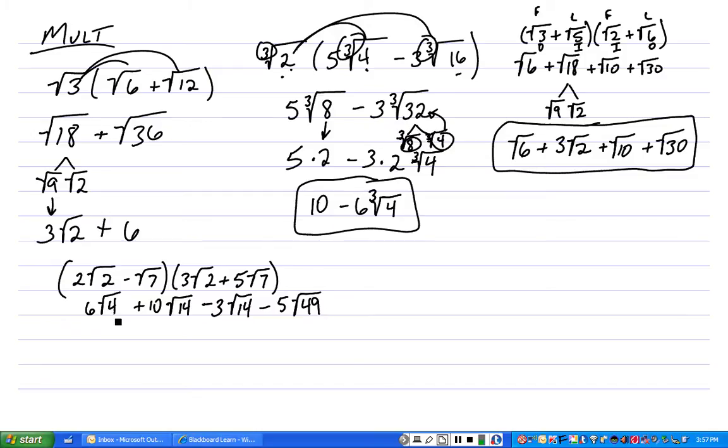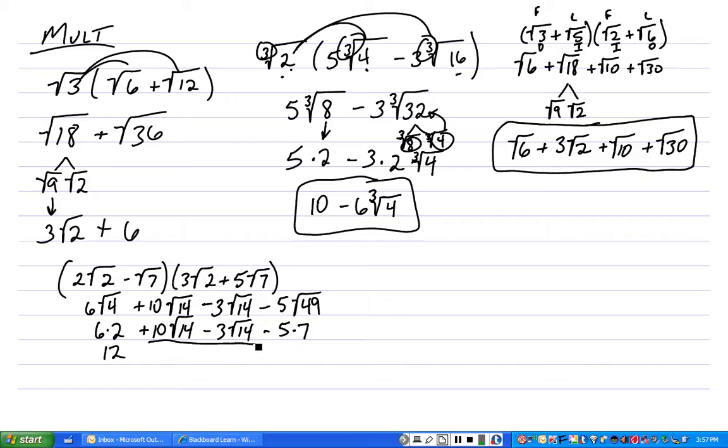Alright, 4 is a perfect square, which gives me 2, so that'd be like saying 6 times 2. Alright, 10. 14 breaks down to a 2 and 7, which is not going to break down to any perfect square factors, so you leave it as it is. Minus 3 square root of 14, we just talked about 14 can't be broken down. Minus 5 times square root of 49 is 7. Alright, so minus 5 times 7. So this gives me 12.